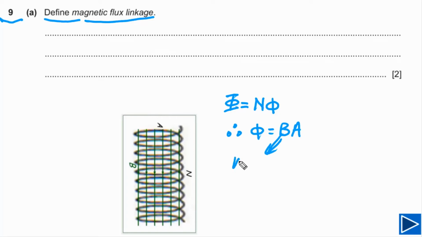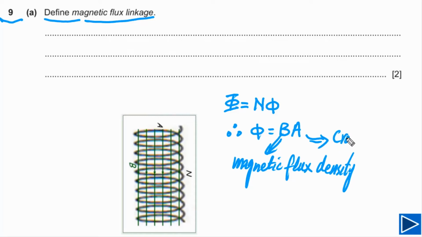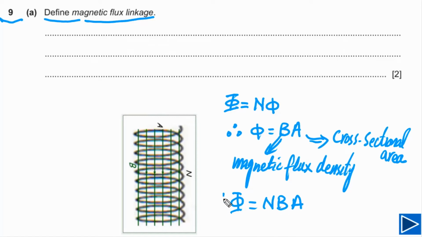B is magnetic flux density, and A is cross-sectional area. So we can say A is the cross-sectional area of the coil. So we can write down magnetic flux linkage is equal to N times BA. So this is how we can write down the equation for magnetic flux linkage.